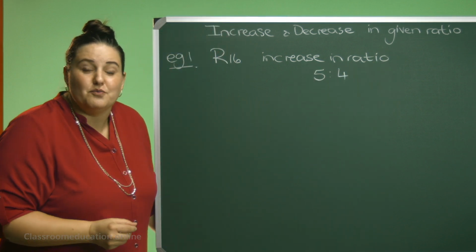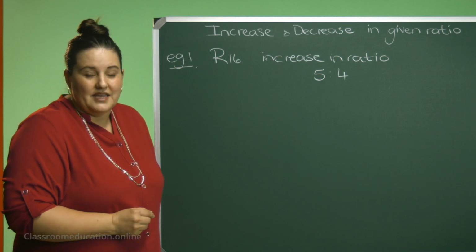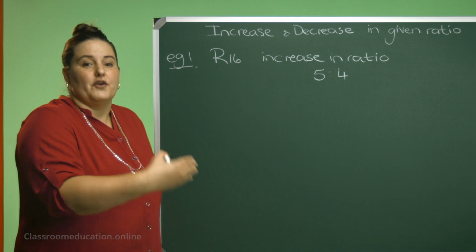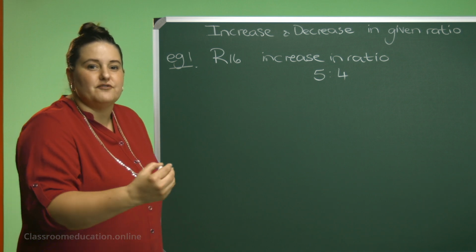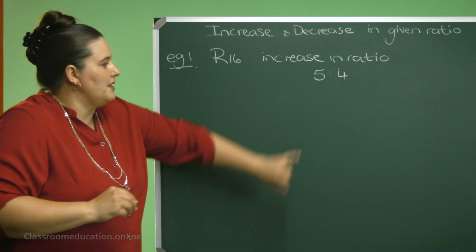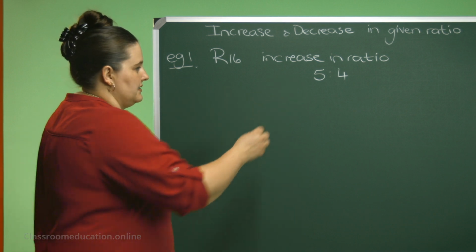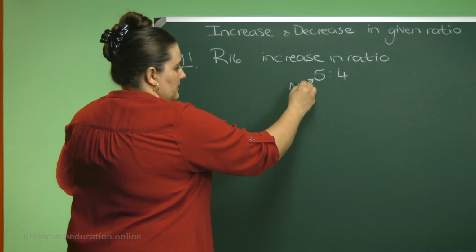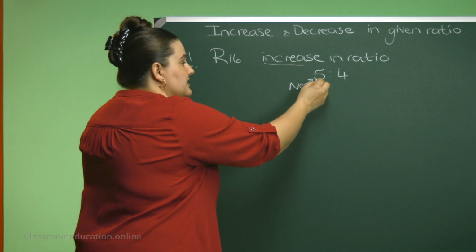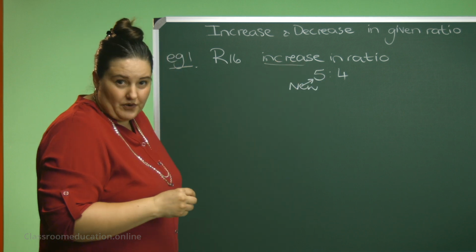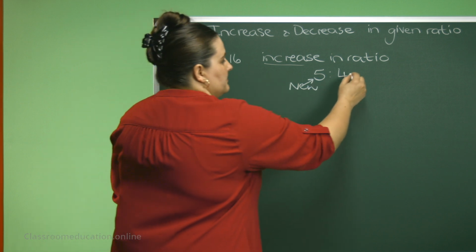So what is the new price? Let's see how we can work this out. If they are giving you a scenario where the prices are increased in a ratio 5-4, it means that the biggest value there will be the new price. Because it's an increase, the bigger value will be the new price, and the smaller value will be the old price.